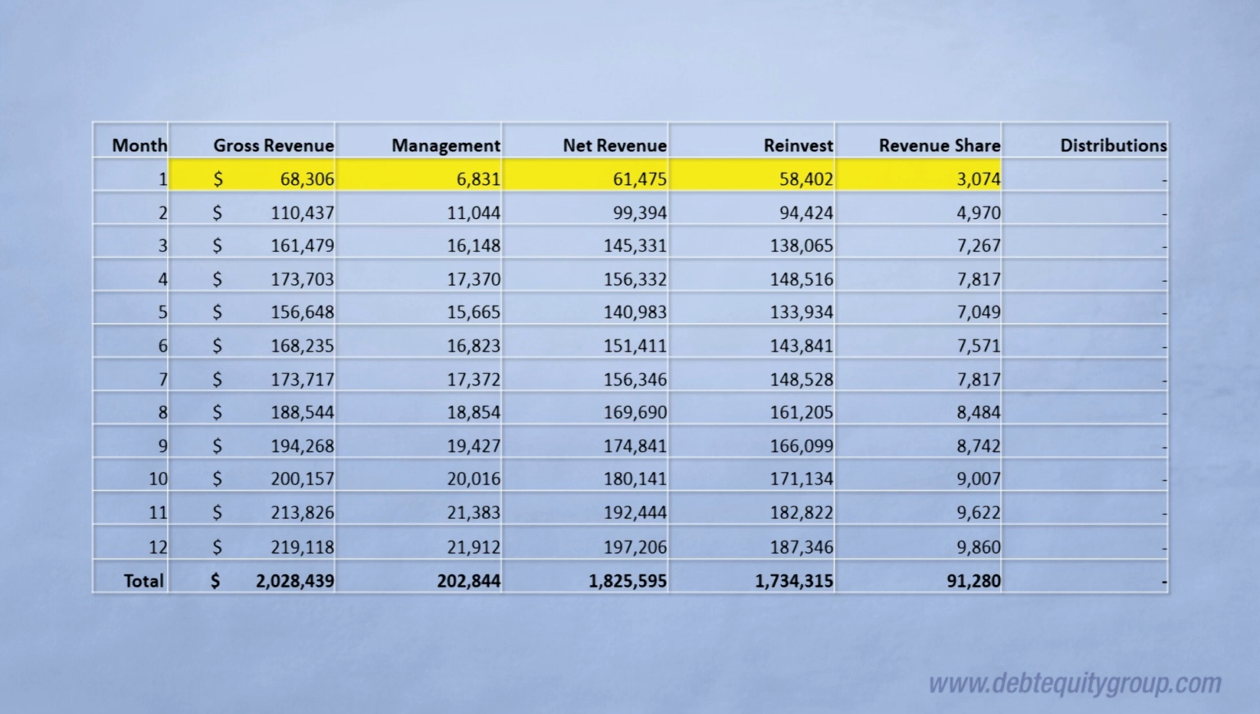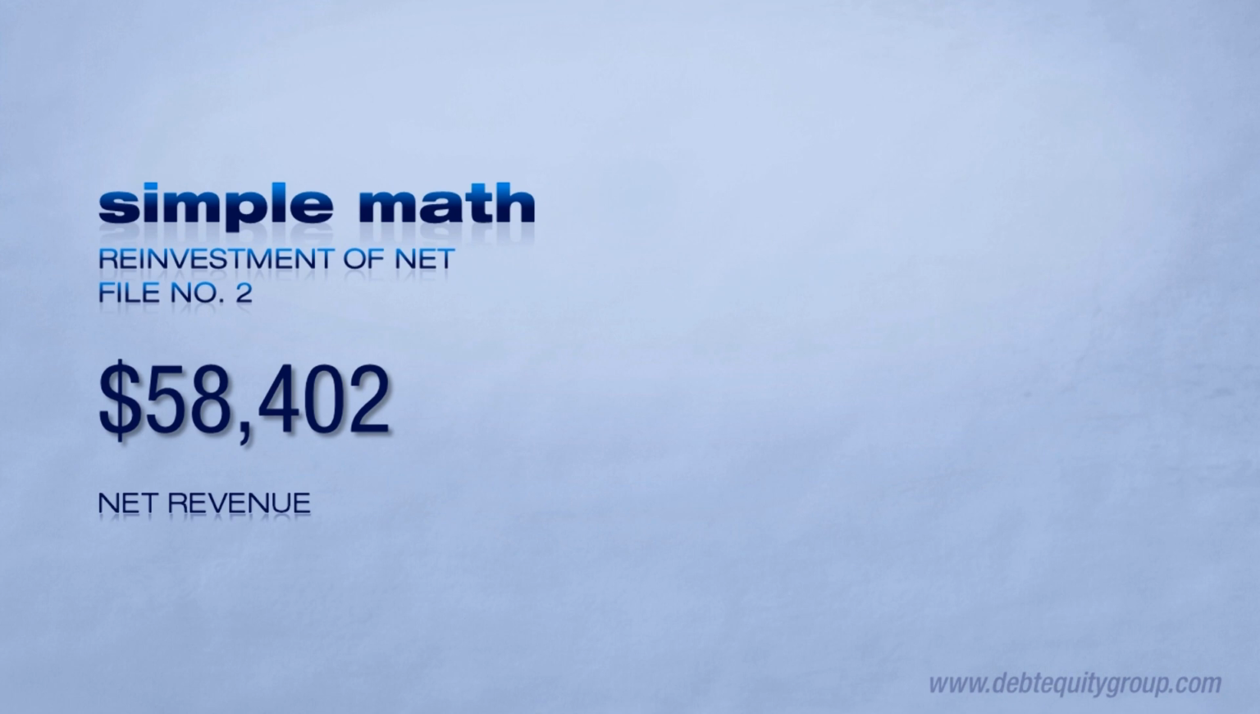investors and managers. In this presentation, the 5% is going to go to the investor in order to ebb his or her risk exposure, but it could be used to pay broker fees or whatever is agreed upon between the managers and investors. More importantly, though, we have $58,402 in net revenue to spend on additional inventory of charged-off receivables.